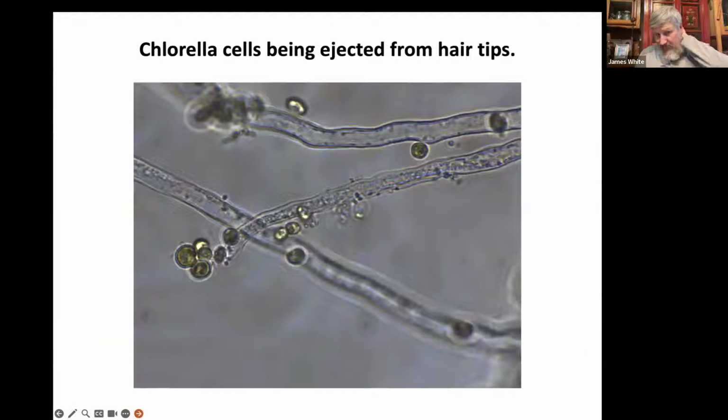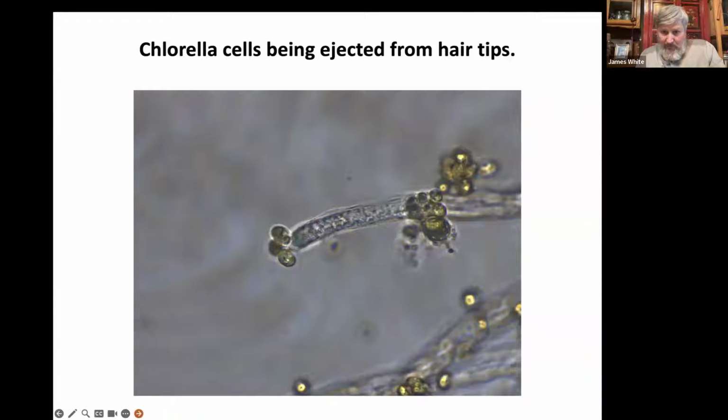This is actually a hair showing some of the chlorella. You can see the root hair, and you can see the chlorella cells here accumulating at the tip. And we think they came out in this case. These are living. And in this case, they actually went through the hair and ejected. Most of them don't appear to go through. Most of them appear to be degraded, but some of them are going all the way through. They seem to be going through those hairs. Okay, so that's going through the root.